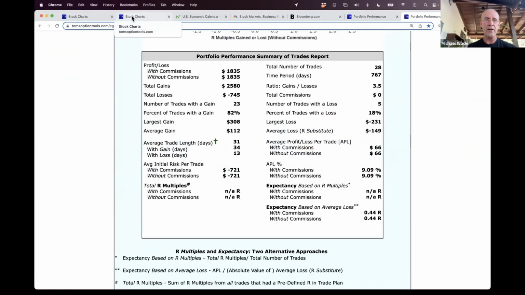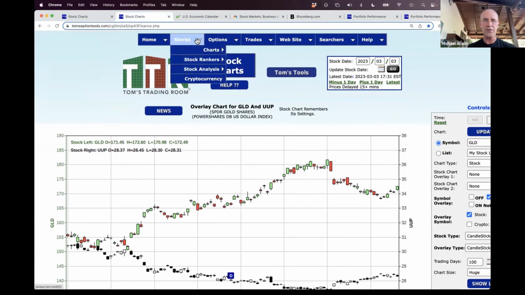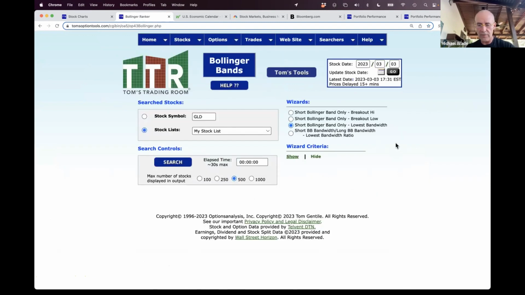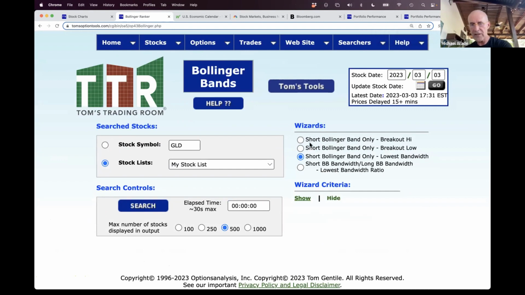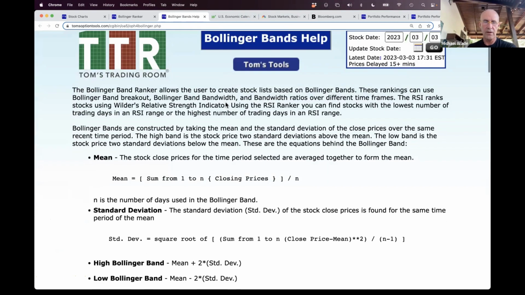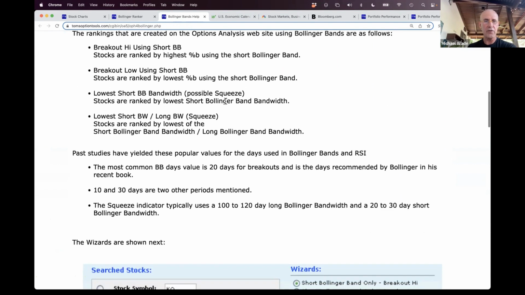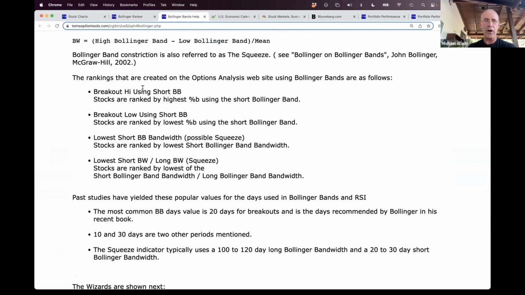I'm going to hop right in to the scanner in Tom's Tools. There are other scanners out there that can find these things for you. We love Tom's Tools, and it's a really cool way to find some directional trading opportunities. You go to stocks, stock rankers, Bollinger. And if you want to know more about, let me zoom in a little bit, if you want to know more about each of these wizard settings and how this thing works, click help. And if you want the math, I used to be into this stuff. And then you can take a look at the rankings that are created. Breakout high, stocks are ranked by the highest. Yeah, see, that's the math.